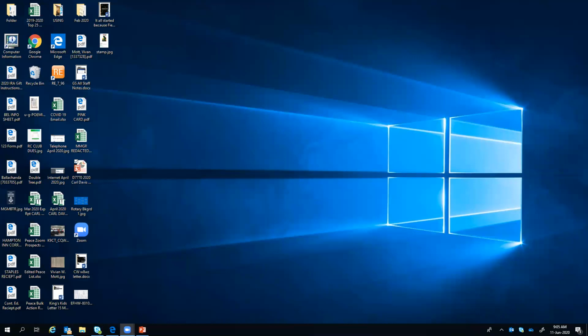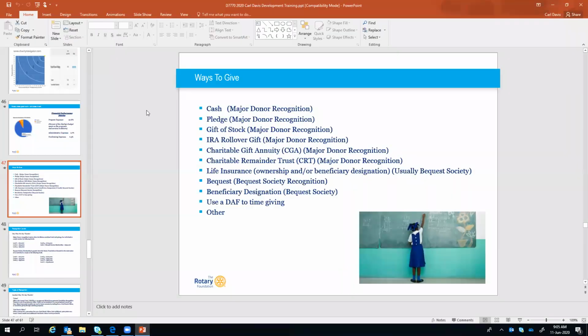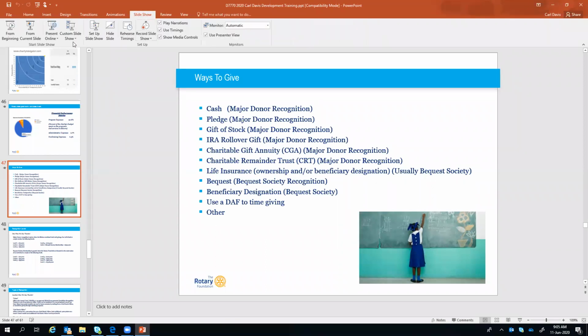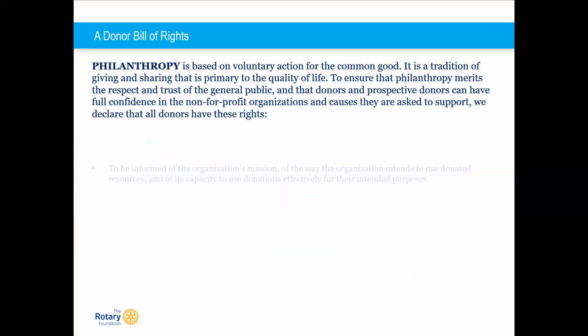I'm going to open up share screen now and start our function. Okay, can everyone see the PowerPoint here? Bernie, is that viewable? Okay, very good. We'll go ahead and pick up where we left off.